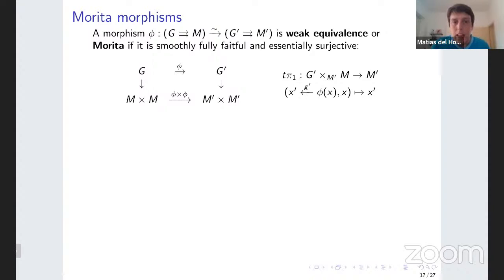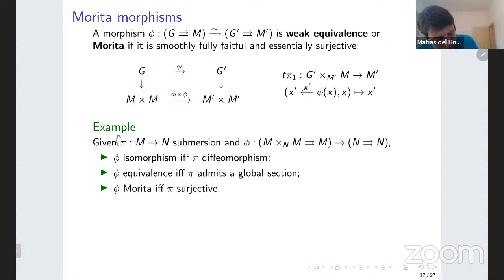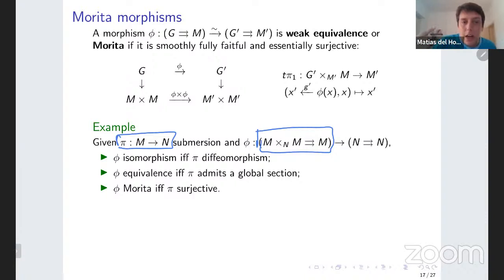And I think that the best way to depict this is with a simple example. Think of a submersion of a manifold over another. Then you have two groupoids. The groupoid upstairs is the equivalence relation defined on M by the fibers. And the groupoid downstairs is the unit groupoid.